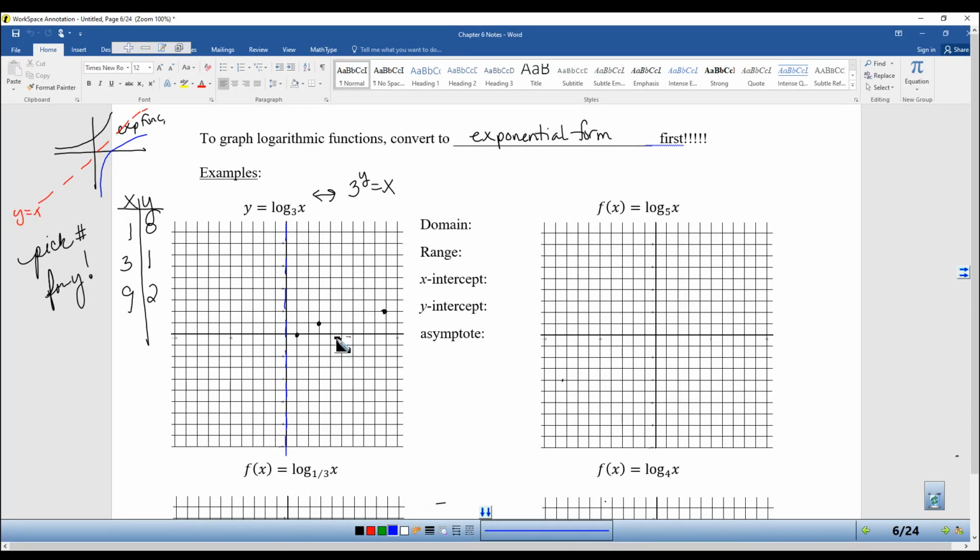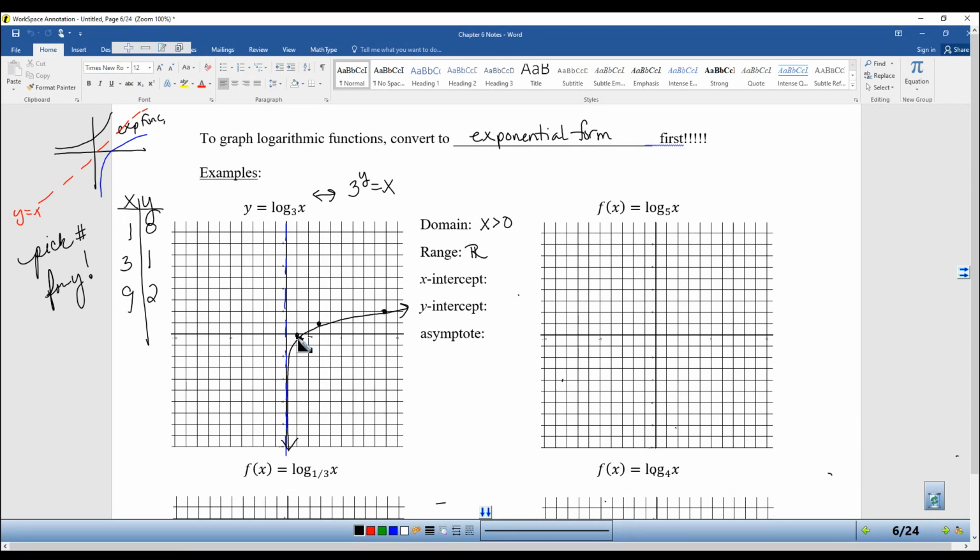It switched, it flipped. That's what inverses do. It used to be for the exponential function, it was on the x-axis. Now it's going to be on the y-axis. So we're going to come up right along that y-axis there and then follow through our points. Our domain is going to be x is greater than 0. You cannot take the log of a negative number. The range is going to be all reals.